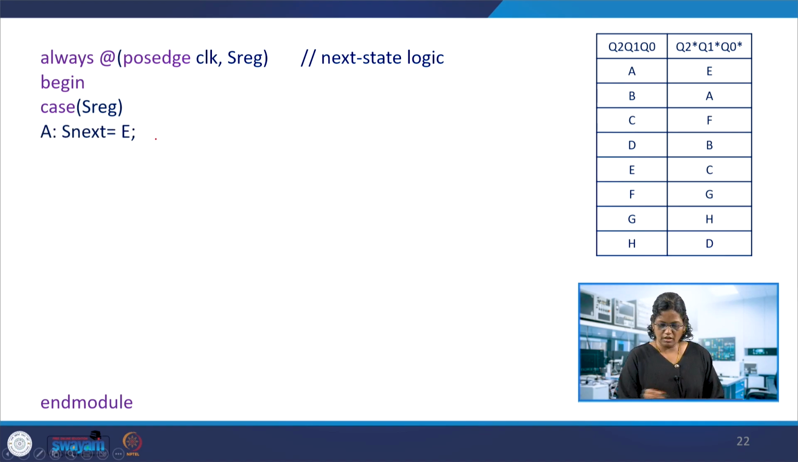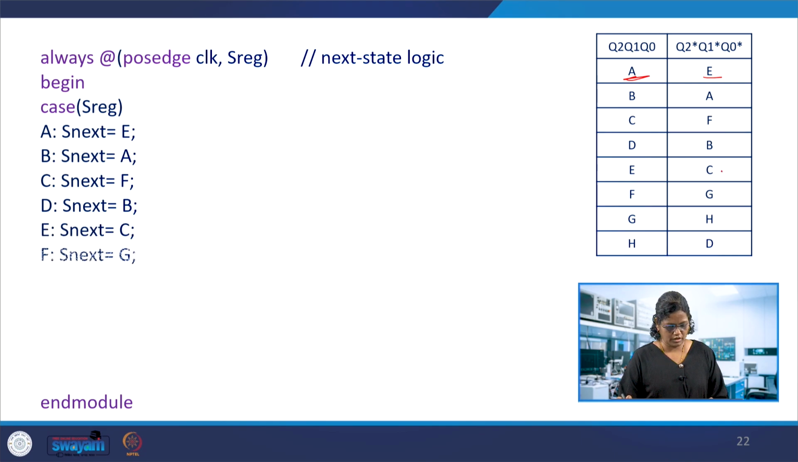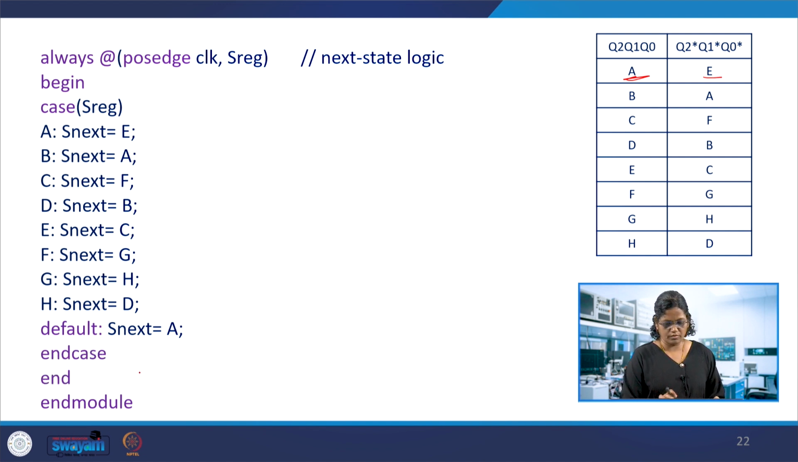If in A the next state is B, simply, there are no other if-else conditions here, because no input enable is used in this example. So simply S next is B, and if it is B, S next is C here. If at C, S next is F, and so on. Continue this way. If S reg is A, B, C, D, these are the cases, and then default S next is A. End case. So the next state logic doesn't have the input here. It is only the passage of the clock, it keeps moving.